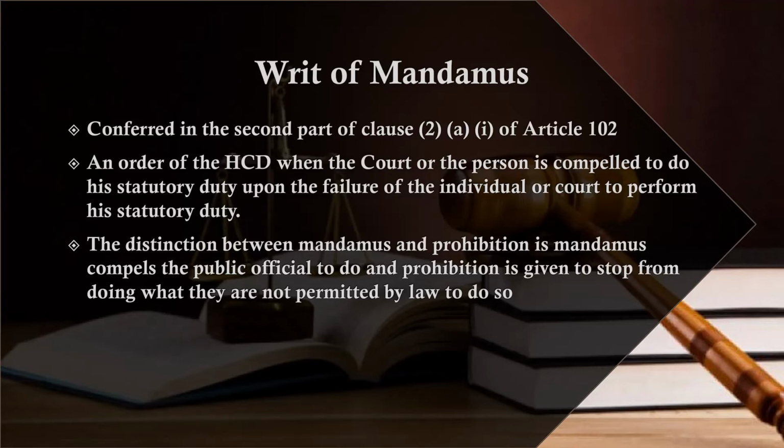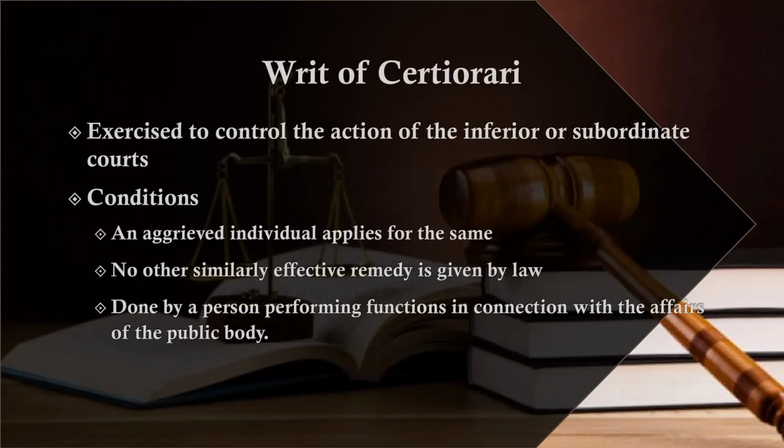The distinction between mandamus and prohibition is that mandamus commands the public official to do what they are under a legal duty to do, while prohibition is given to avoid them from doing what they are not allowed to do by law. Then comes writ of certiorari.